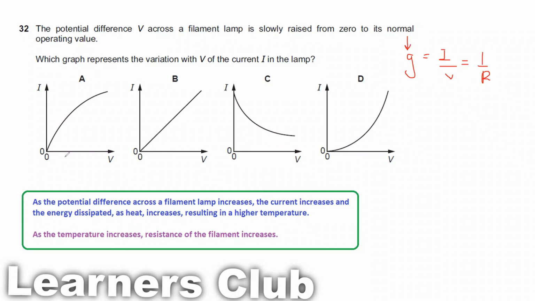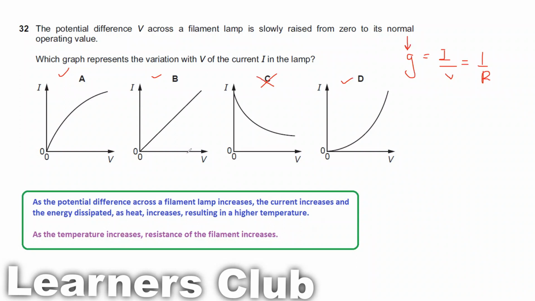Now we know that when there is no potential difference, there will be no current. So the graph should start from origin. So it's either A or B, or you can say it's D. Now this C is not the option.